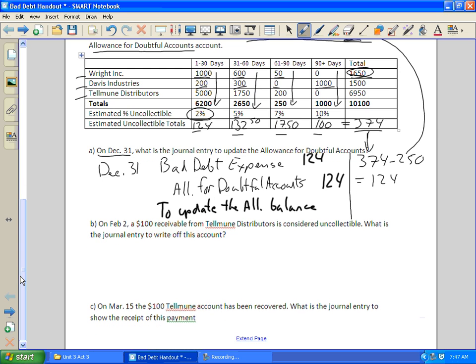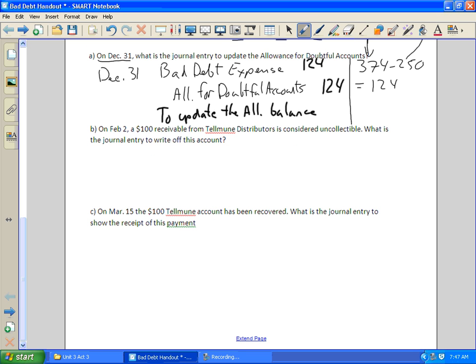Now, I'm sure you're asking, because I know you're so inquisitive, what happens when somebody actually doesn't pay us? Because this is just an estimate, this figure here. It's important to understand that they're just guessing that nobody's going to be paying them the $124 over the course of the next year or so, on top of what's already sitting in that allowance for doubtful accounts. But what happens when somebody actually calls them up and says, look, I'm out of business, I can't pay you, I'm sorry, you're not going to get your $100 receivable, which is what happens here on February the 2nd with Telmoon Distributors. It's totally uncollectible.